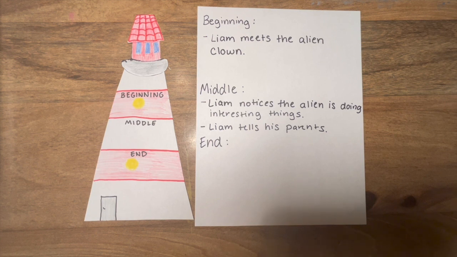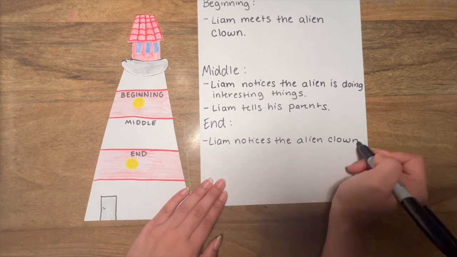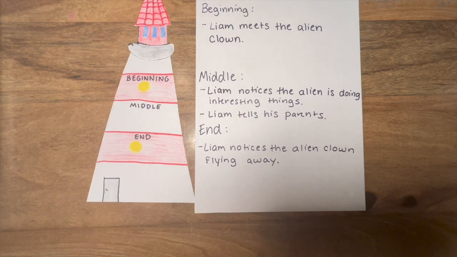Now let's finally look at the ending. Now, when we recount the story, I remember that Liam, after telling his parents about the alien clown, they tell him that it's time to go to bed. So as Liam is falling asleep, he sees the alien clown in his own spaceship flying away. So at the end, the alien flies away. Awesome job for figuring out the story structure of this silly, crazy alien clown with me.